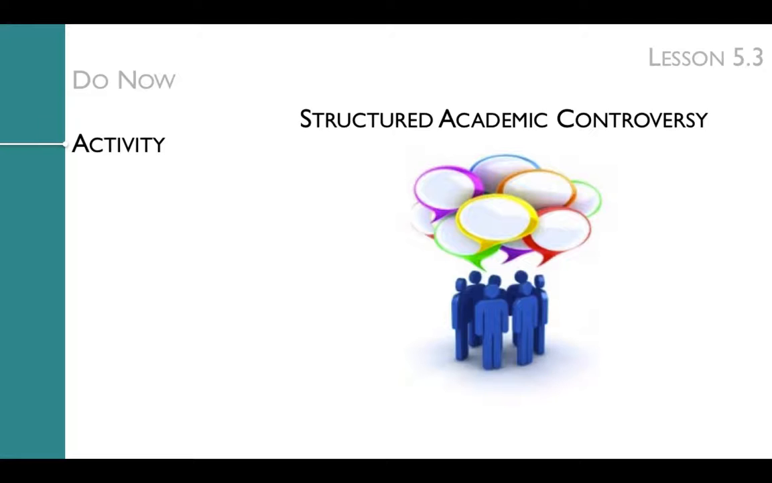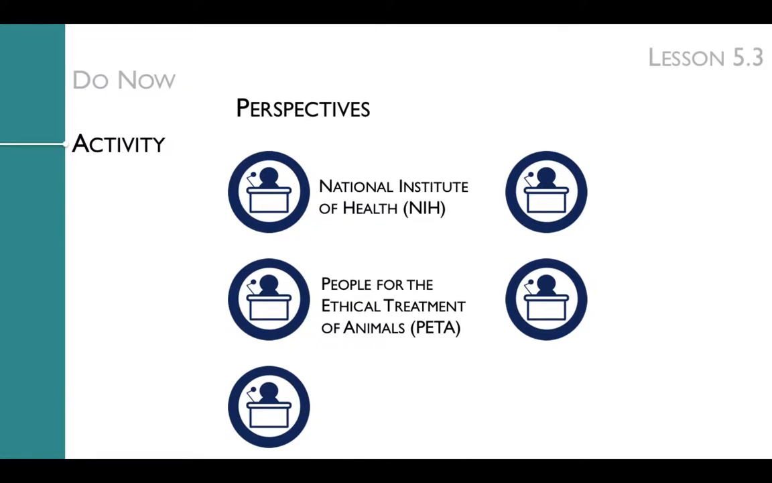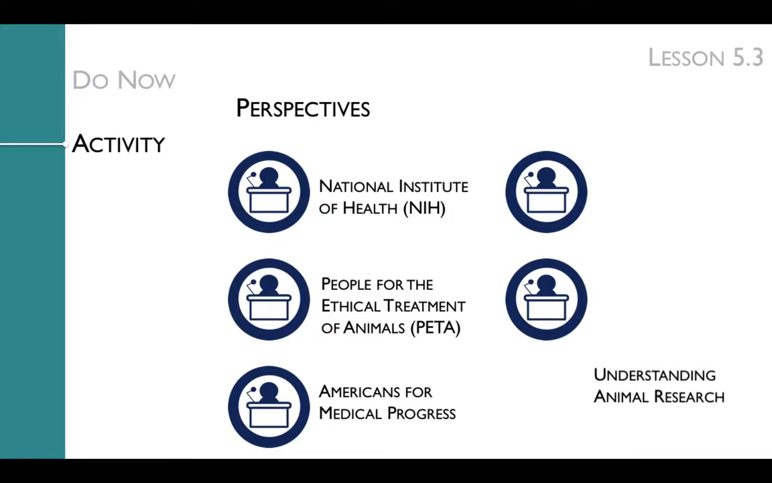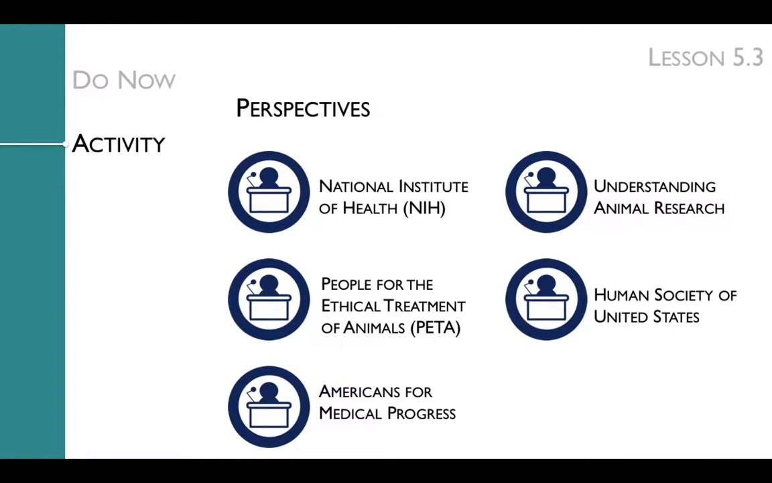The goal of this exercise is to understand the different perspectives on animal research, that only once you have thoroughly investigated all viewpoints can you come to an educated decision on what you believe. The five perspectives included within the lesson are the National Institute of Health, People for the Ethical Treatment of Animals, Americans for Medical Progress, Understanding Animal Research, and the Humane Society of the United States.